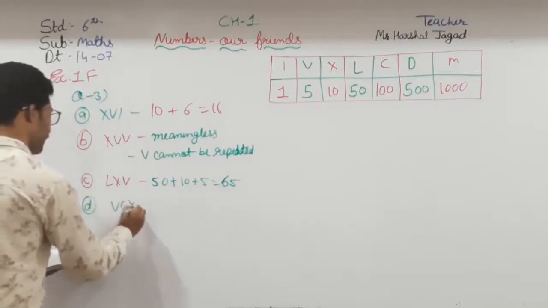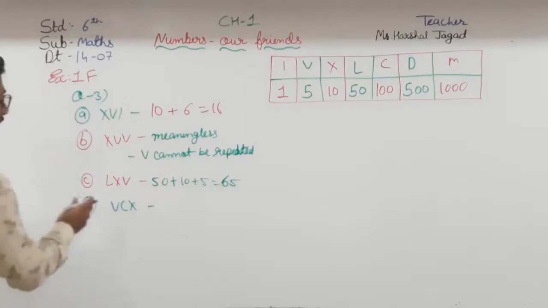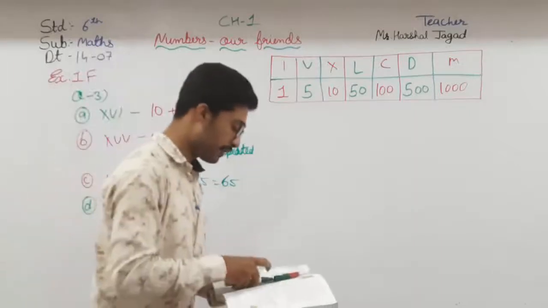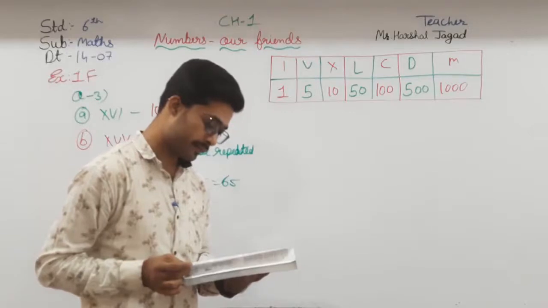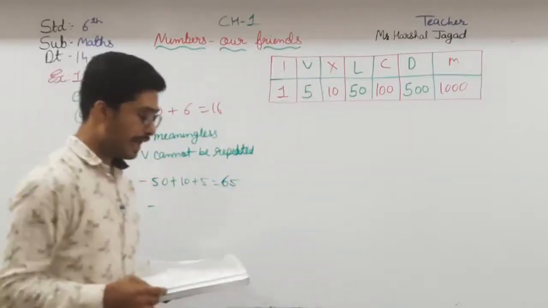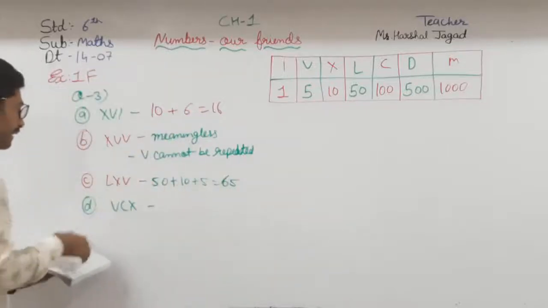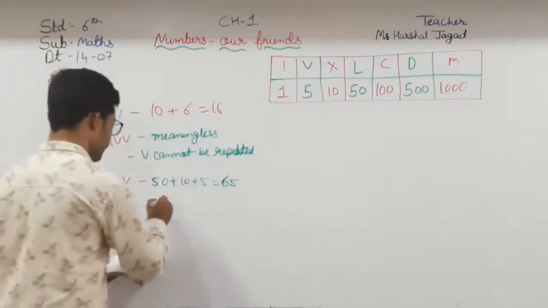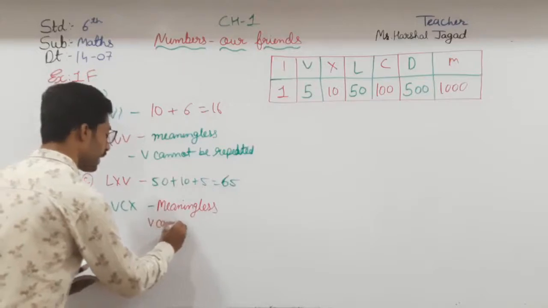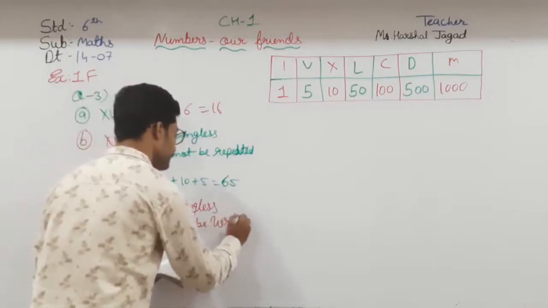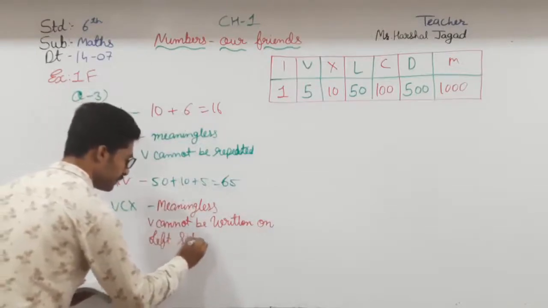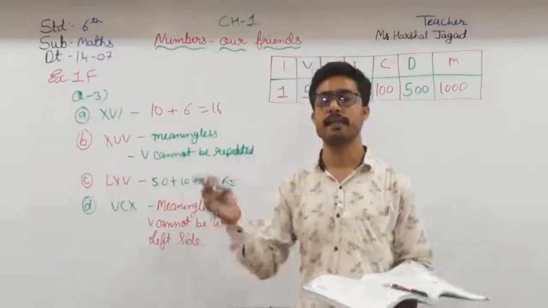Okay, this is meaningful. Then the next one, that is D, that is VC X. Here, C means 100, V is 5 and X is 10. So here, according to rule number 6, V, L and D are never written on the left hand side. So this is meaningless. They cannot be written on the left side of any greater number.